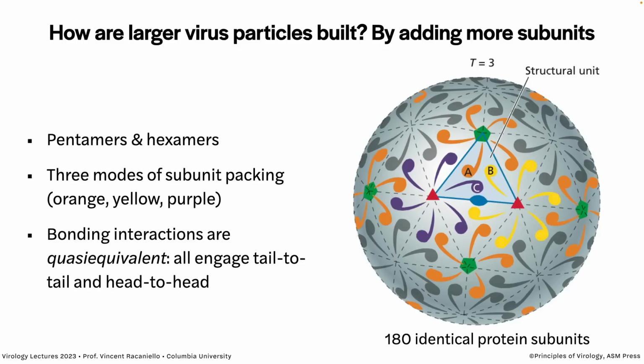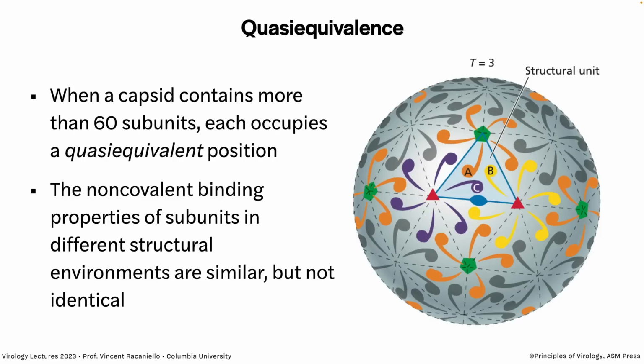We call them quasi-equivalent because they're similar, but they're not exactly the same environment. So for example, we all have head-to-head and tail-to-tail interactions, but there's pentamers and hexamers, so that's a different environment because here there are 6 proteins and here there are 5. So you can make bigger and bigger virus particles simply by adding more proteins. So quasi-equivalence is the name we give for these bigger, anything bigger than 60 is going to have quasi-equivalence. If you have more than 60 subunits, each occupies a quasi-equivalent position, which means that the non-covalent binding properties are similar but not identical, right? Head to head, tail to tail, but you have pentamers and hexamers, which are different environments.